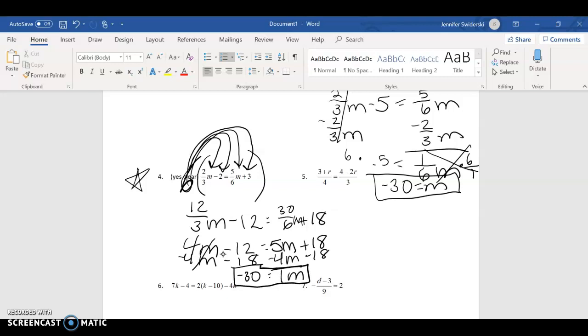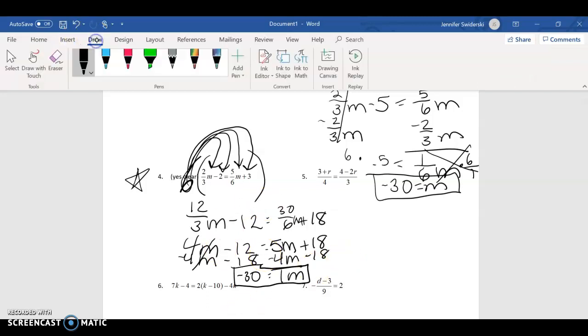All right, so understanding this will be huge for you guys. Yes, these two up here are the exact same problem. Yes, we got the same answer, just in one, we cleared it by multiplying by a common denominator.